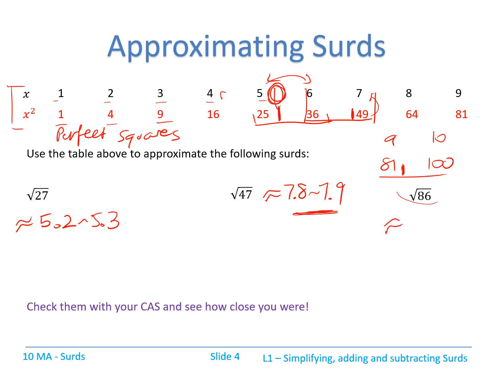Let's say it's about 9.2 to 9.3. And you can check them out on your calcs and see if they work. You can see how close we are. Make sure you don't bugger it up like I did here. So 27 is between 25 and 36, so it's going to be somewhere between 5 and 6.